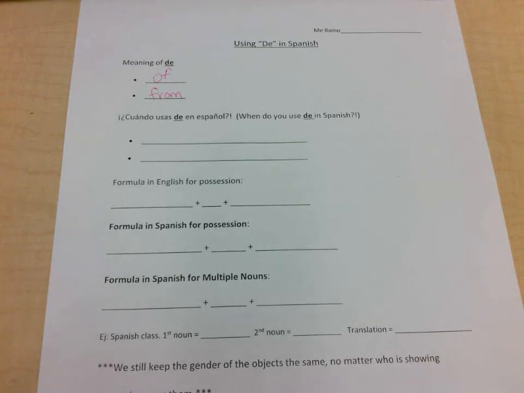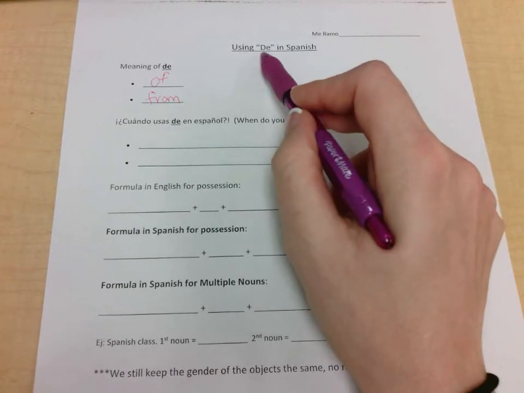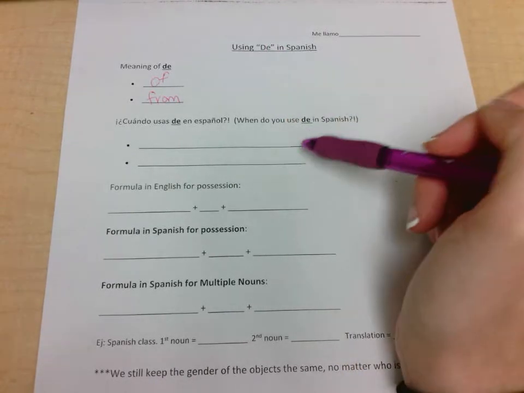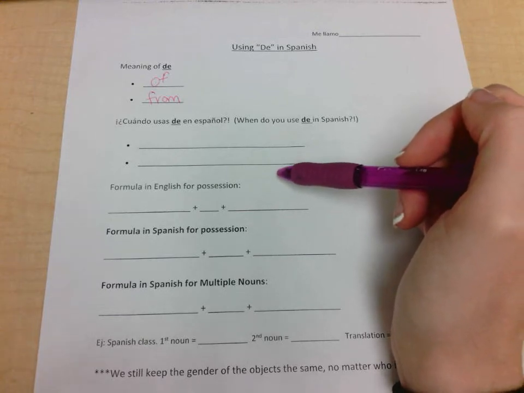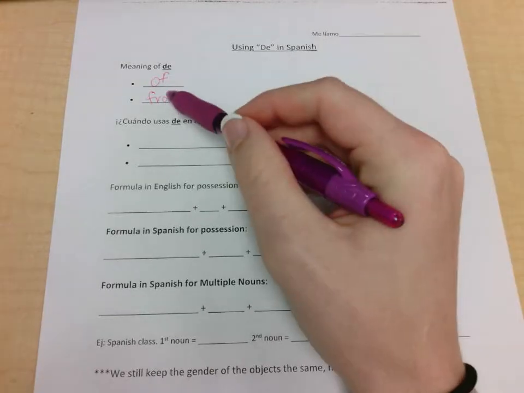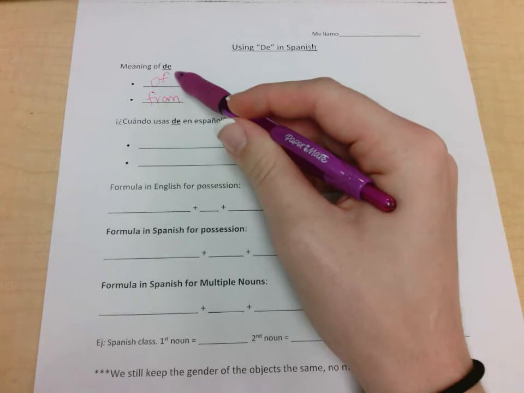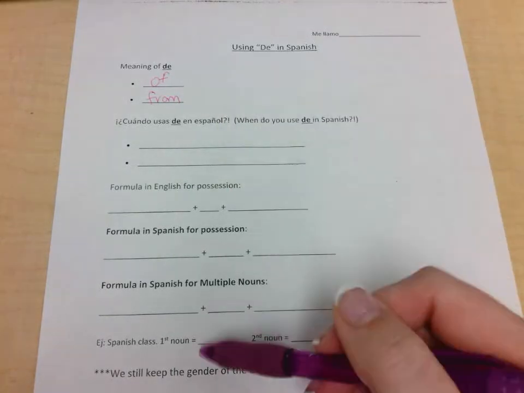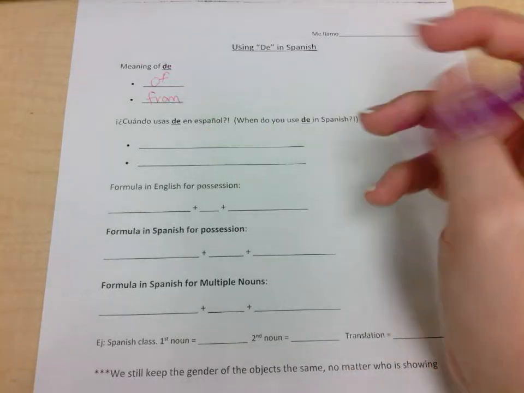Hola clase, today we are going to be talking about using the preposition de in Spanish. Now we've already talked about using de in Spanish when we talked about saying where we were from in Spanish. Soy de Plainfield. So it means from, but it can also mean of as well. We are going to be using of today in our different formulas, the meaning of de with using of.